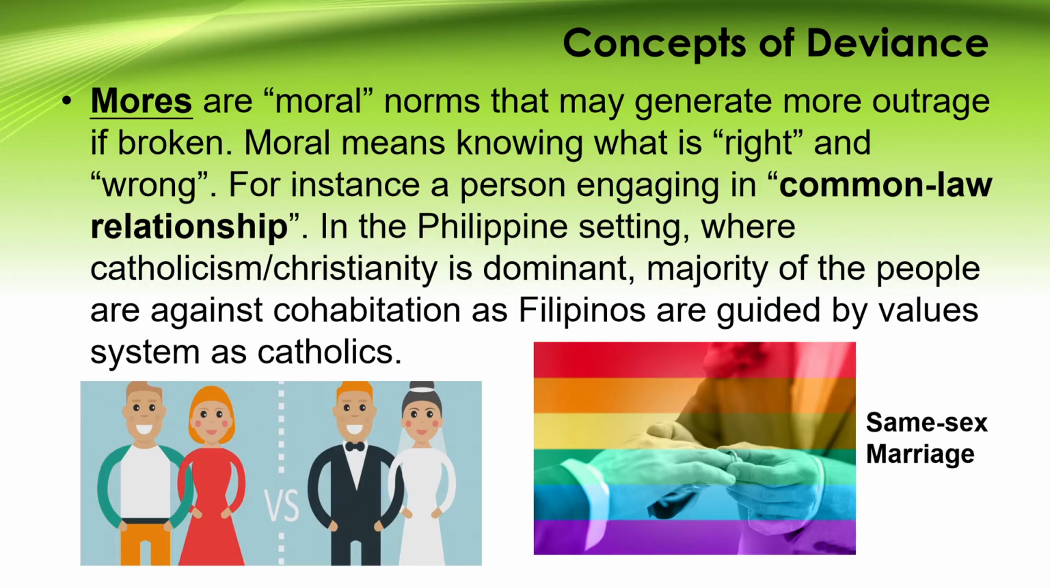So older generations believe in the sanctity of marriage and that couples must get married before they can actually live together. Otherwise, people who engage in cohabitation are subjected to criticism. Another example is same-sex marriage. Same-sex marriage is also an example of deviance against this type of social norm.